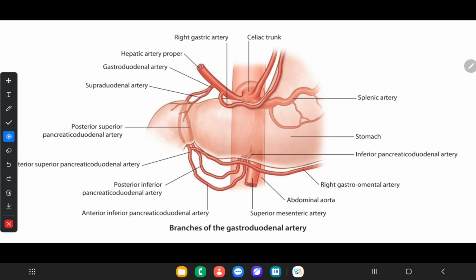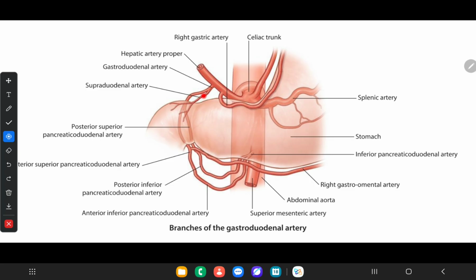This diagram tallies with the description. Here you can see the common hepatic artery. It first gives the right gastric artery and then the gastroduodenal artery. Now you know the right gastric artery anastomoses with the left gastric artery along the lesser curvature of the stomach inside the lesser omentum. Then the gastroduodenal artery.